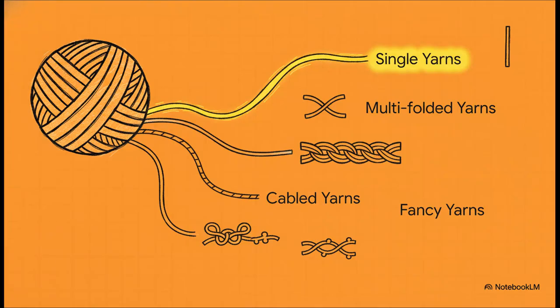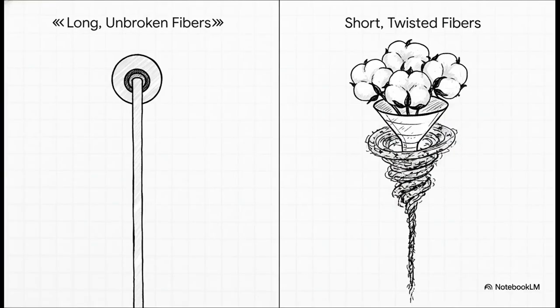Okay, so at the very top level, you've got these 5 main groups. Now, multifolded and cabled yarns are basically yarns made by twisting other yarns together for extra strength. Complex and fancy yarns, those are mostly for looks. But the foundation for all of them, the real starting point, is that first one on the list. So that's where we're going to focus: single yarns. So let's dive into that single yarn category.